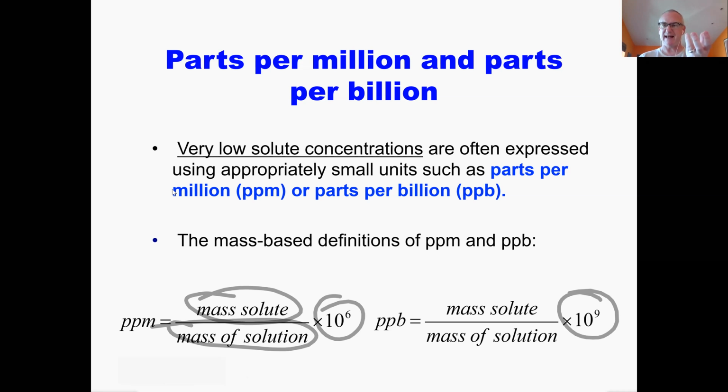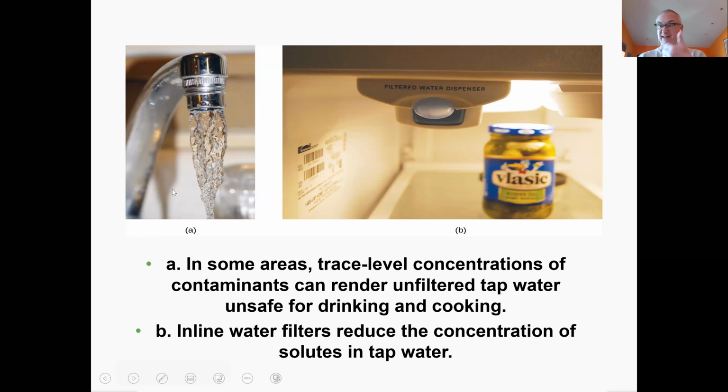Things like lead, dioxin, PCBs are incredibly dangerous. You need to know that they're present in extremely low concentrations, because even small amounts of them are toxic. Lead, for instance, like in Flint, Michigan, is still a problem to this day. When people talk about trace level, they're generally talking about either parts per million or parts per billion. So I just want you to remember those are mass to mass calculations.